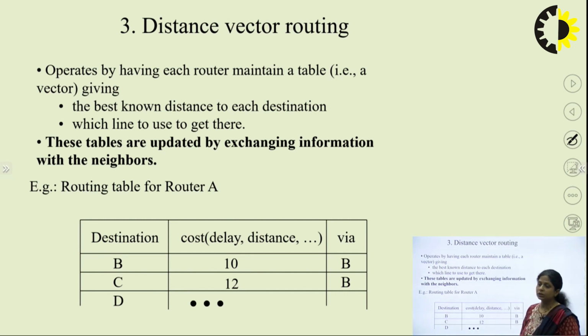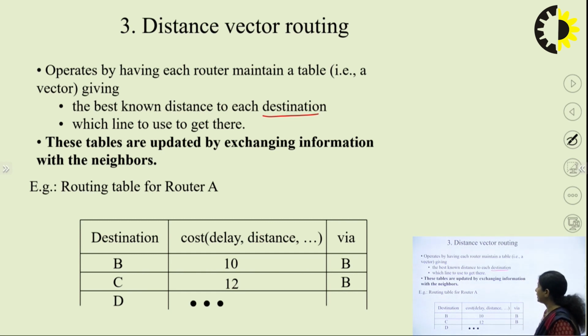Another routing algorithm is the distance vector routing algorithm, and it is a very important routing algorithm as far as your university examinations and competitive exams are concerned. Okay, so we see what the distance vector routing algorithm is doing and how it is working. It operates by having each router maintain a table, that is a vector, where it will have the best known distance to each destination, and which line to use to get there, right.